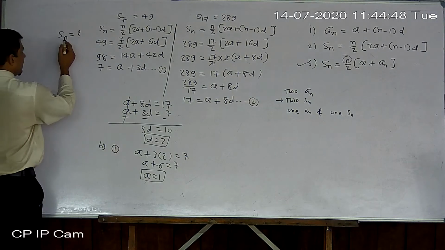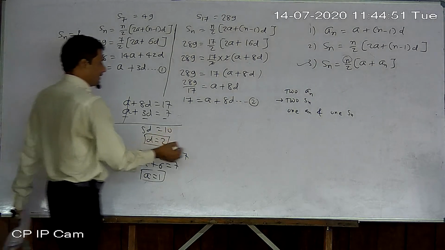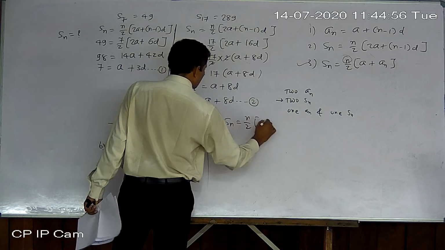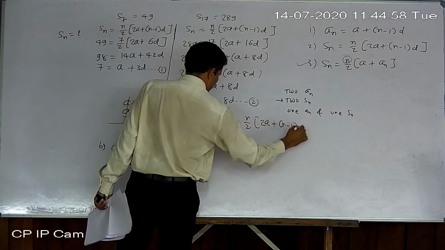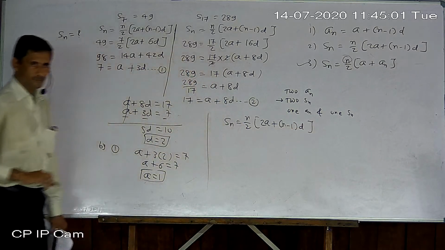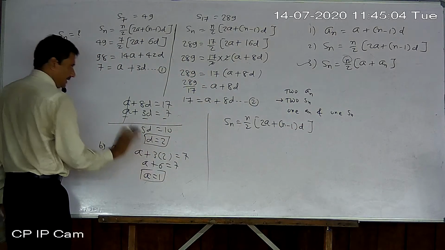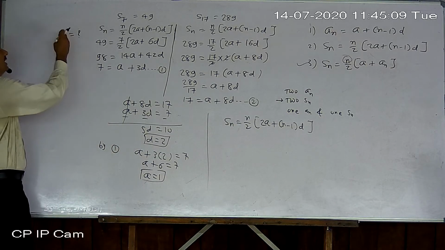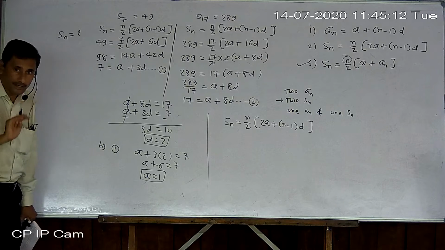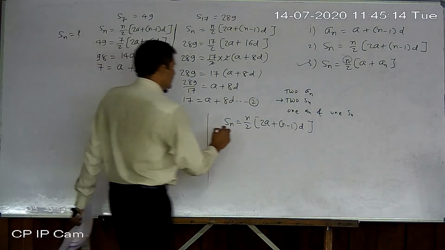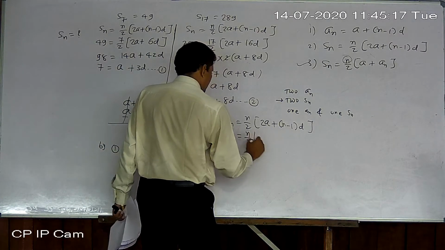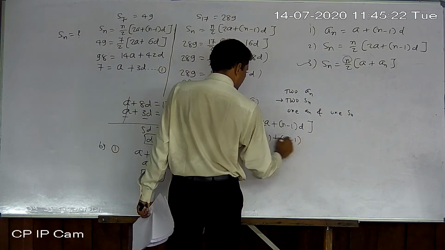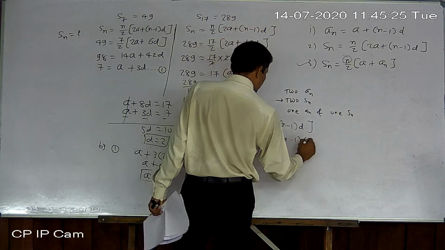Now they are asking Sn. So I am writing here Sn equal to n by 2, 2a plus n minus 1 d. Now place value of a and d both, but n is n only. So not as S25, S30, S60, S100, but Sn means n remain n only. So no value of n, but value of a we already found. N minus 1 remain, n minus 1 only, but d we found 2.